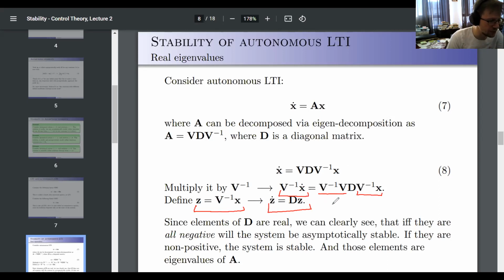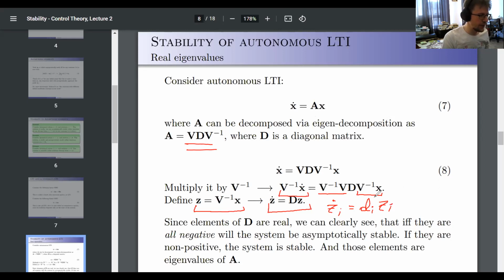So in fact, it becomes z sub i dot equals d sub i times z sub i. The d sub i here are eigenvalues because this was Eigen Decomposition, remember? So what we find is the original equation 7 became a system of independent linear equations, z i dot equals d i z i.